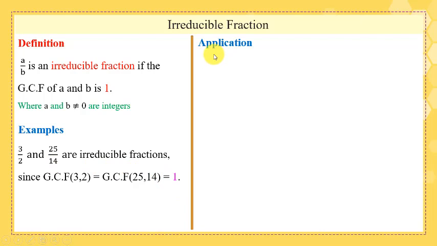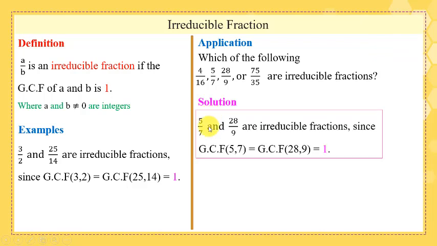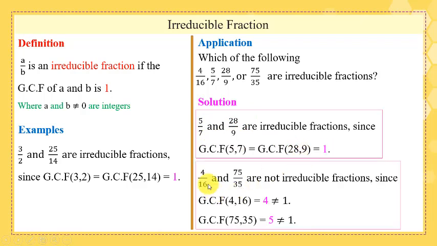Now, let's see this application. Which of the following are irreducible fractions? Now please pause the video and try to solve this application. Solution. 5 over 7 and 28 over 9 are irreducible fractions, since the GCF of 5 and 7 is 1 and the GCF of 28 and 9 is 1. But 4 over 16 and 75 over 35 are not irreducible fractions, since the GCF of 4 and 16 is 4 and not 1. Also, the GCF of 75 and 35 is equal to 5 and different from 1.